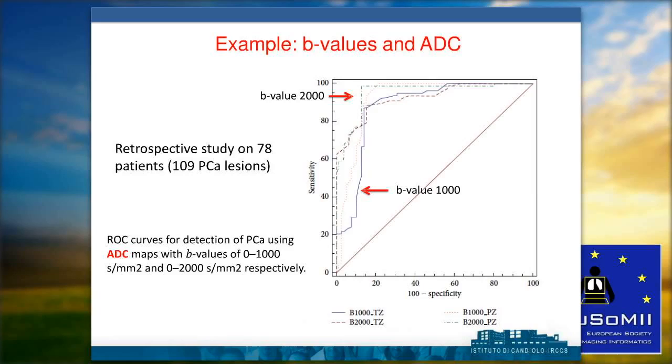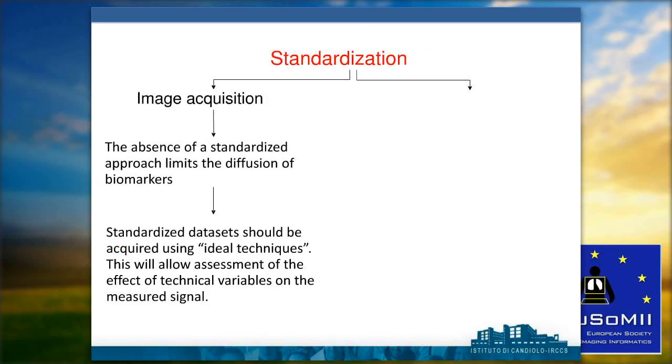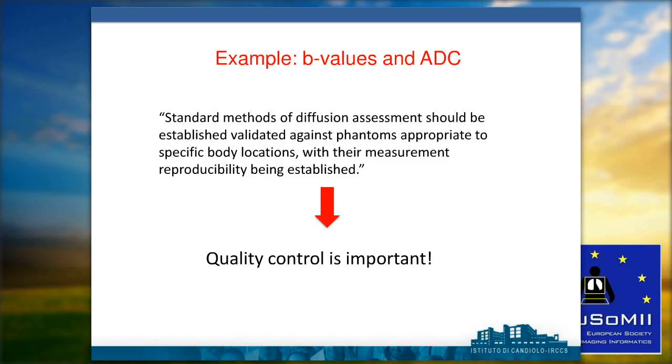It's not reproducible. So, of course, we always have to perform the exam with the same diffusion weighted sequences with the same B-values. So for image acquisition, we should try to use, if possible, ideal techniques, okay? But this is not always so easy.